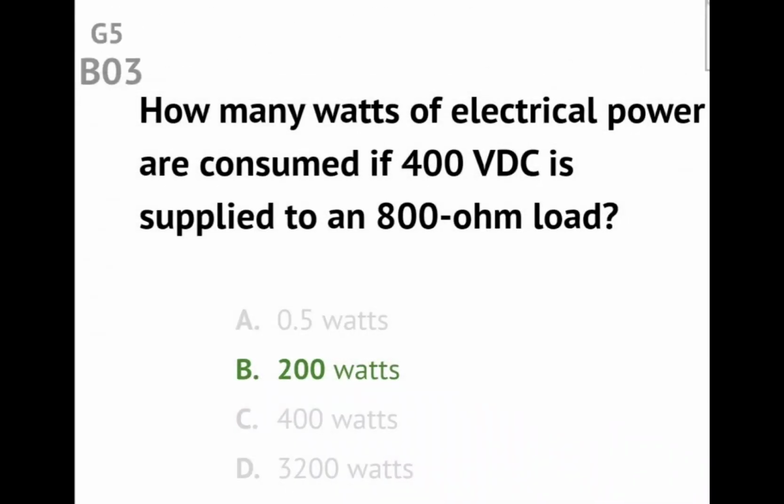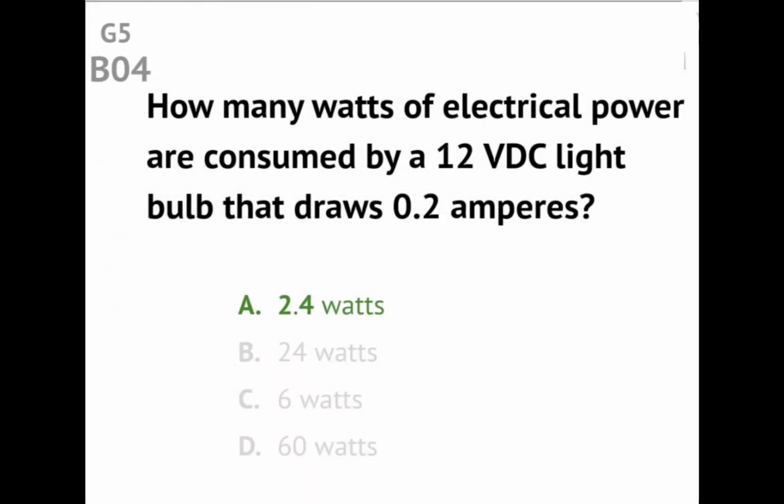Question G5B03. How many watts of electrical power are consumed if 400 volts DC is supplied to an 800 ohm load? Answer: 200 watts. Question G5B04. How many watts of electrical power are consumed by a 12-volt DC light bulb that draws 0.2 amperes? Answer: 2.4 watts.